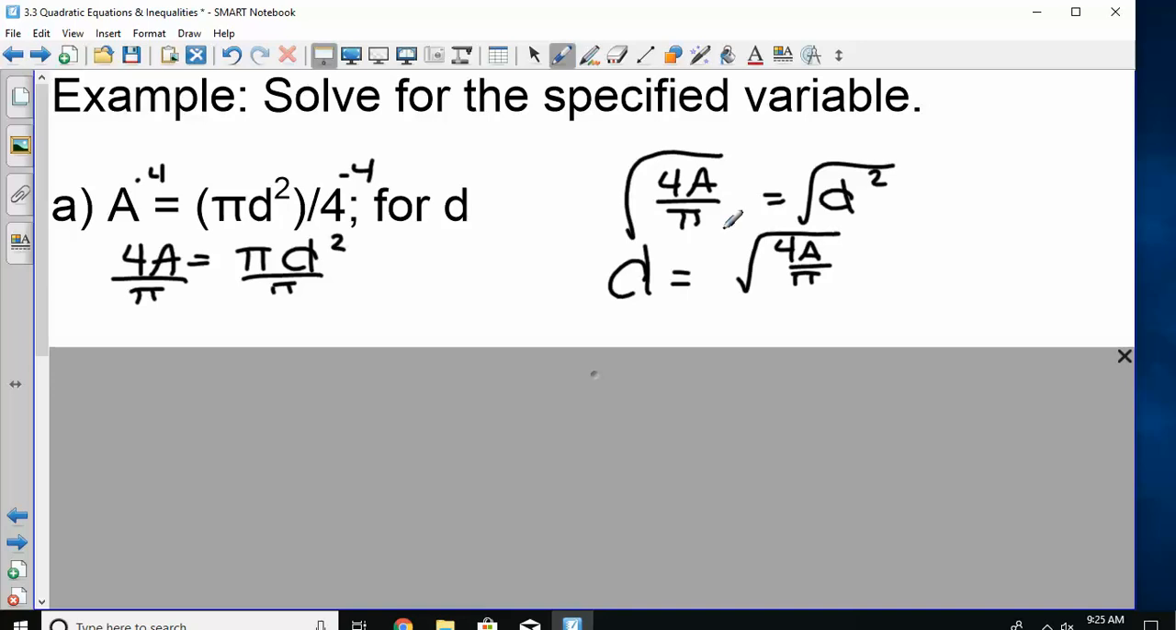Would it be wrong if it didn't? If I didn't tell you what I just told you, that this was for a circle, then that would be okay. If I do tell you that, and you know that diameter distance across the circle can't be negative, then we would leave it out. Okay. Okay, let's try a couple more.